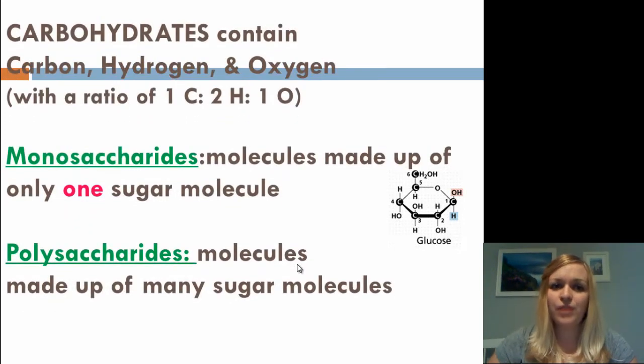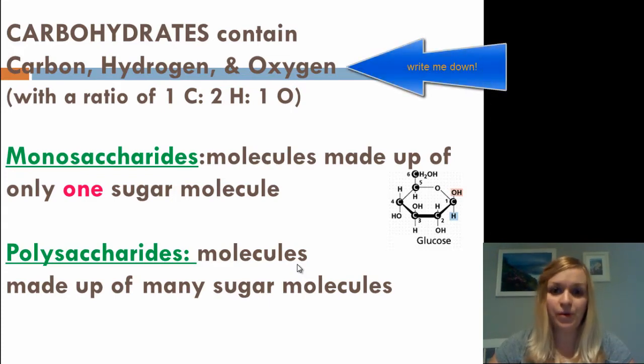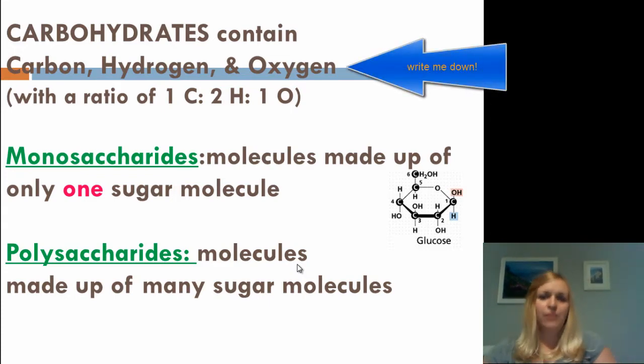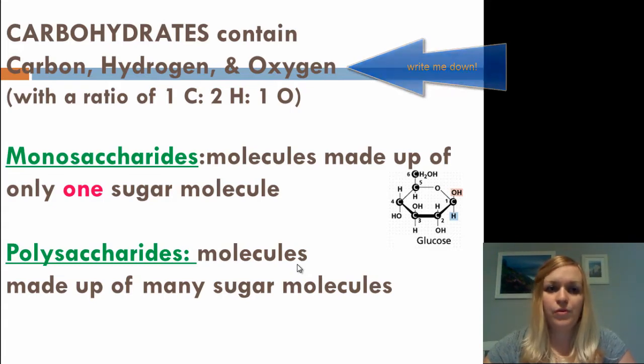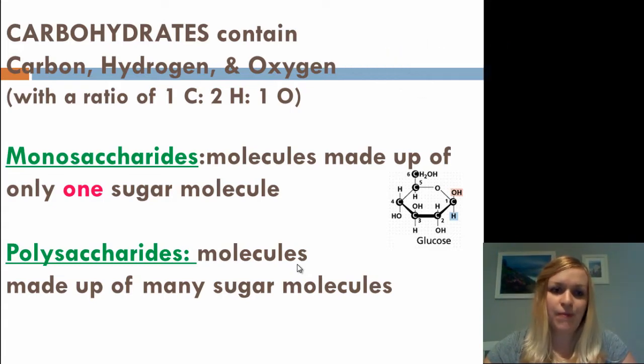So carbohydrates contain carbon, hydrogen, and oxygen, and they do have a ratio that they usually appear in. Now monosaccharides are those carbohydrate molecules that are made up of only one sugar. And then polysaccharides are molecules that are made up of many sugars.